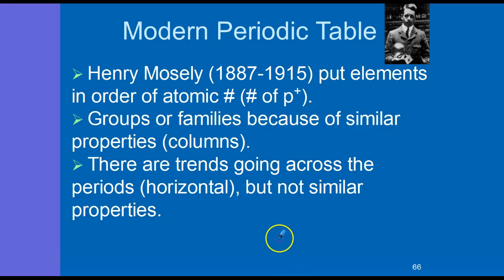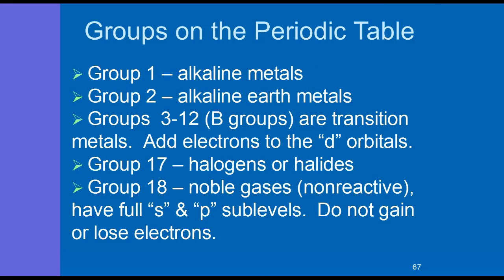And then came Henry Moseley. He put the elements in order of atomic number, the number of protons, instead of mass. Groups are families because of similar properties, so there are columns. And there are trends going across the period, horizontal, but not similar properties.